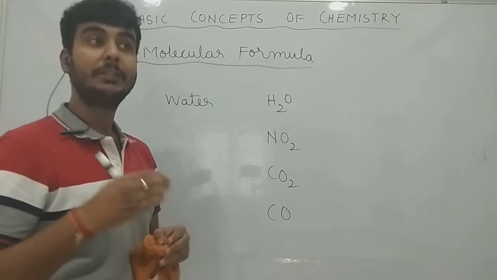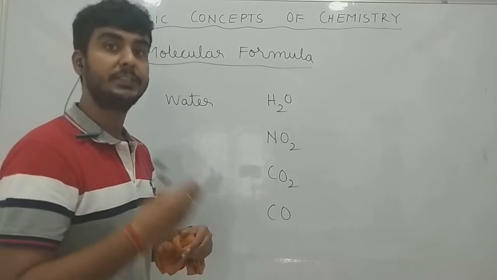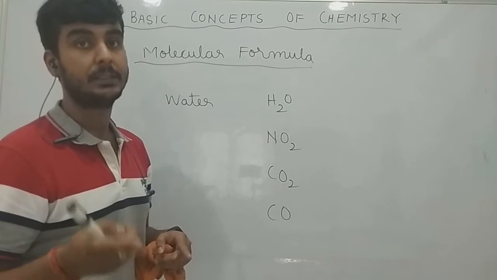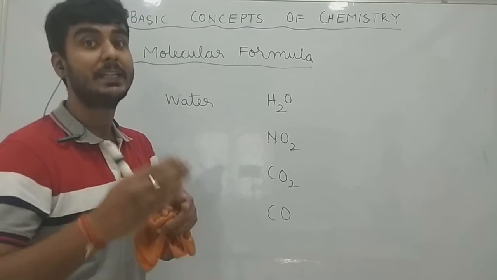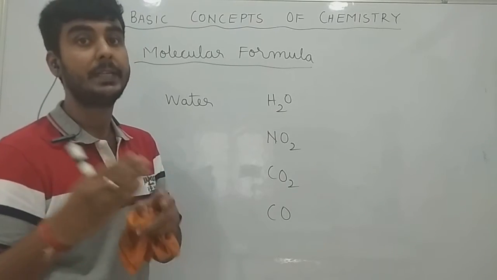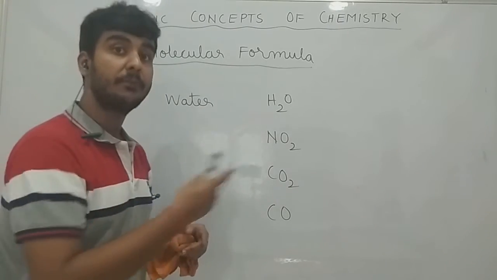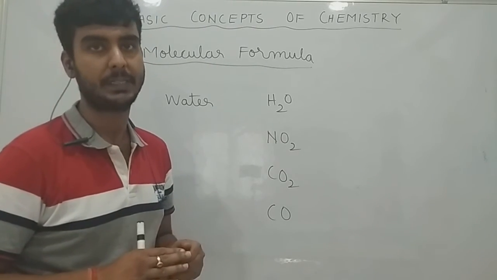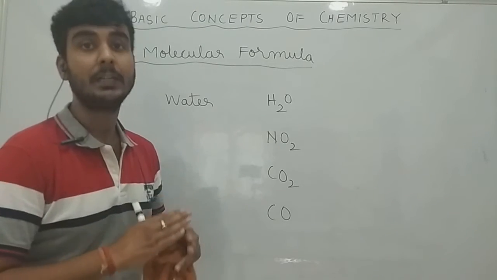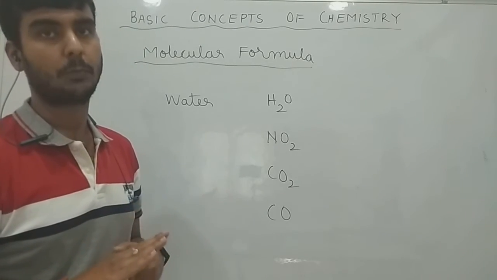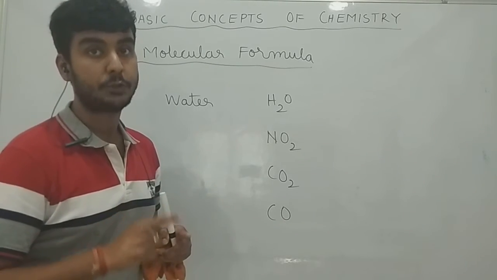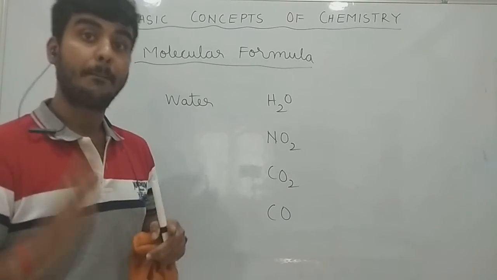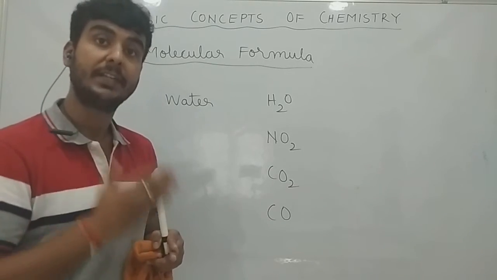Now, what is the difference between the molecular formula and the empirical formula which you have seen? In a molecular formula, the ratio between the atoms of the elements in the molecule may not be in its simplest form, but in the case of the empirical formula, you have to reduce it to the simplest form, and only then can you write the empirical formula. So this is the difference between molecular formula and empirical formula. In a molecular formula, the ratio between the atoms may or may not be in its simplest form, but in an empirical formula, it will be in its simplest form.